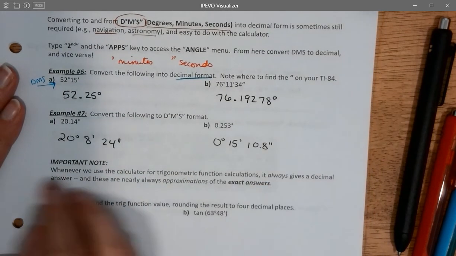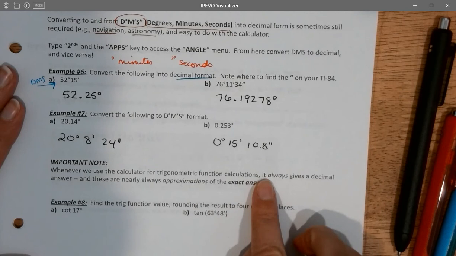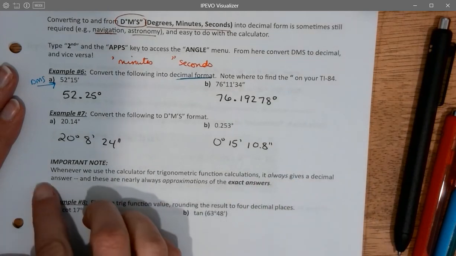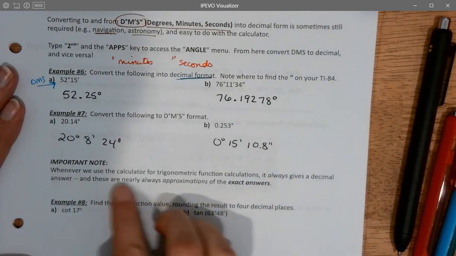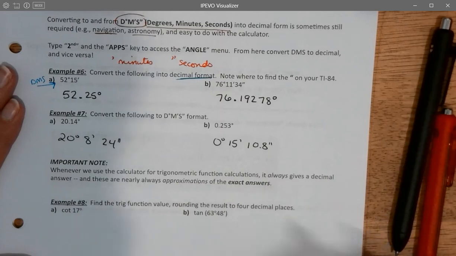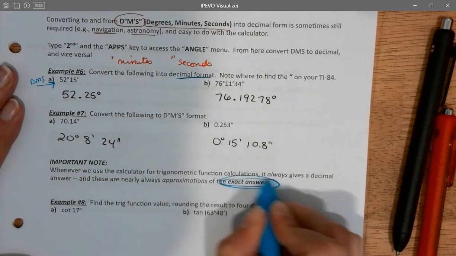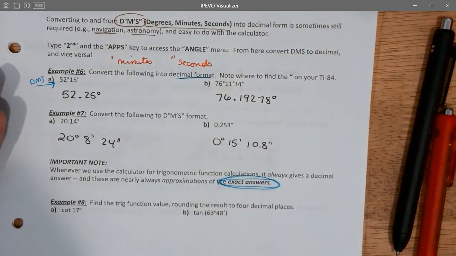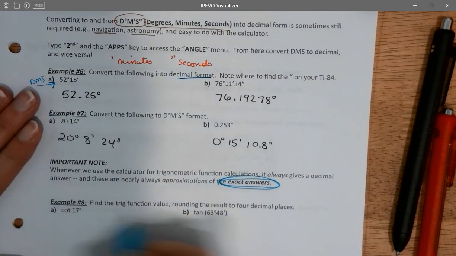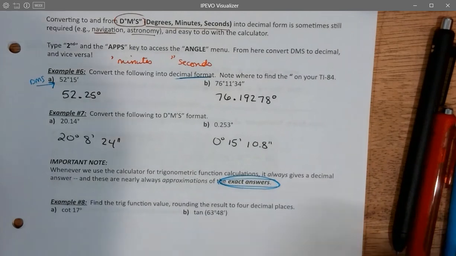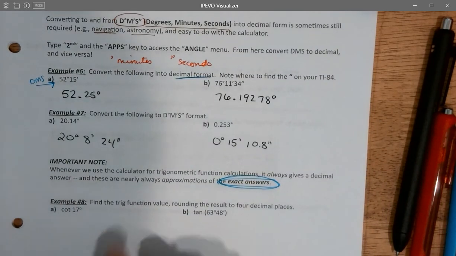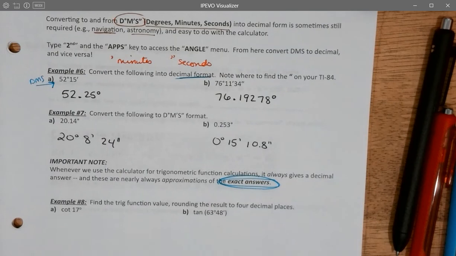Important, whenever we use the calculator for trigonometric functions and calculations, it always gives a decimal answer, and these are nearly always approximations of exact answers. We are going to want those exact answers whenever possible. It's not always possible, however, so we're going to do some decimals here to approximate. Find the trig function value rounding to 4 places. So first the cotangent of 17 degrees, then the tangent of 63 degrees, 48 minutes.